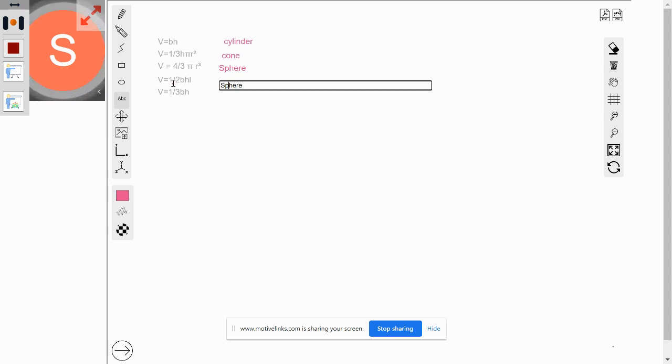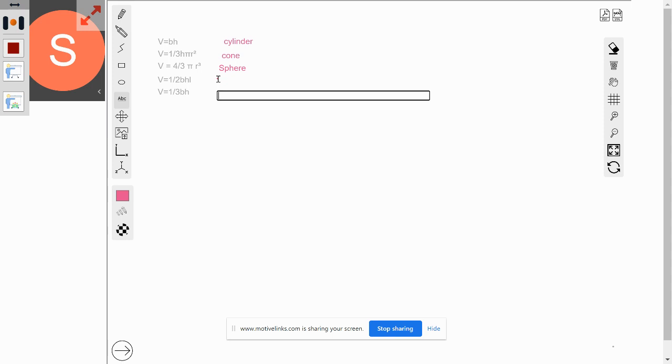V equals 1/2 BHL. Now this one, just guys keep this in mind: 1/2, because a lot of people get confused with a triangular prism and a pyramid. So the one which has 1/2 in it is going to be the prism. This is a great way to remember. So we're going to write triangle.